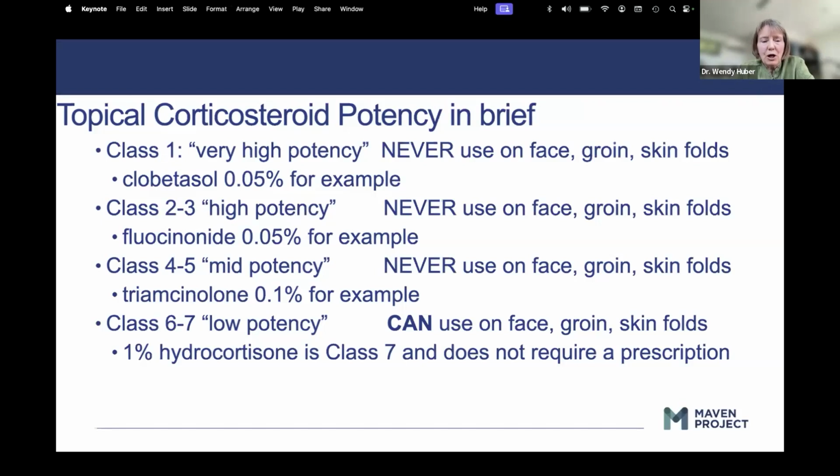I have one other comment on 1% hydrocortisone, and that is the fact that that used to be prescription, and I'll talk about that a little bit later as we talk about some eyelid dermatitis.